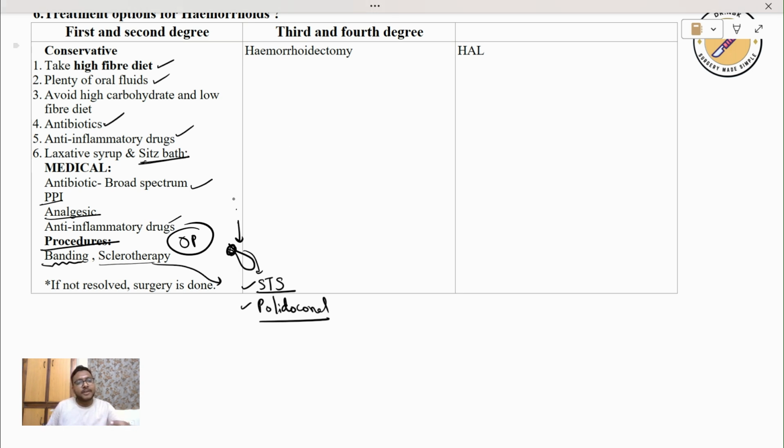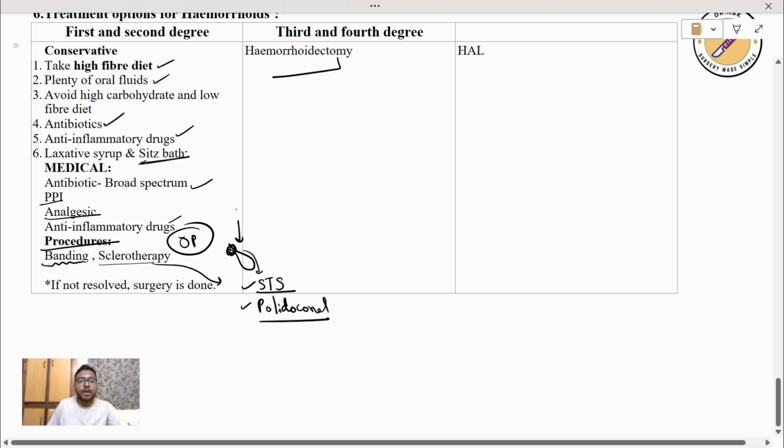Right. So if they are not resolving even with the OP-based procedures or conservative treatment, then you can go for surgery. What are the important surgical options usually adopted for third and fourth degree hemorrhoids? You will remove the hemorrhoid by excising it. It is called hemorrhoidectomy. What are the important types of hemorrhoidectomy? You can remember one is open hemorrhoidectomy, the second one is closed hemorrhoidectomy. Then you can even use laser also, so laser hemorrhoidectomy. What is the basic difference between open hemorrhoidectomy and closed hemorrhoidectomy?